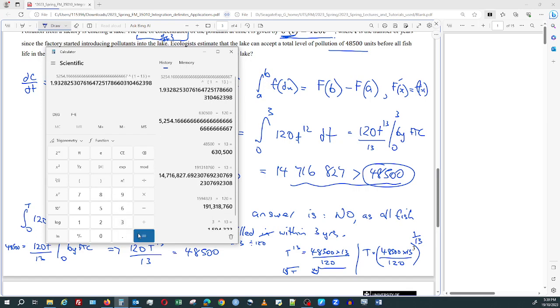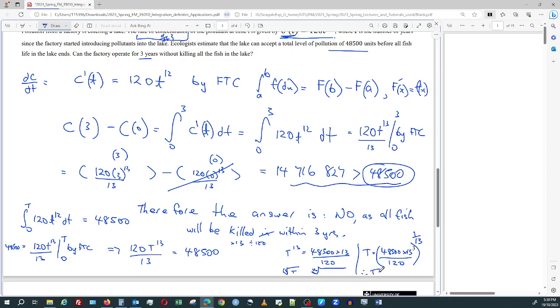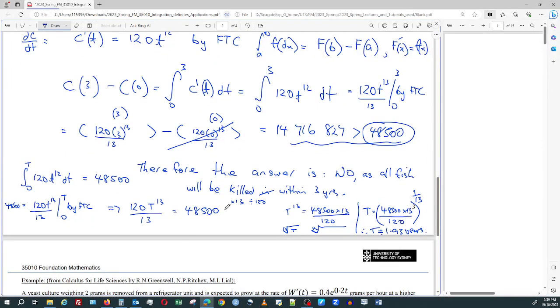And we get 1.93282. So therefore, t is 1.93 years. So don't worry about 3 years. They'll all be dead within. So the company can operate for 1.93 years.